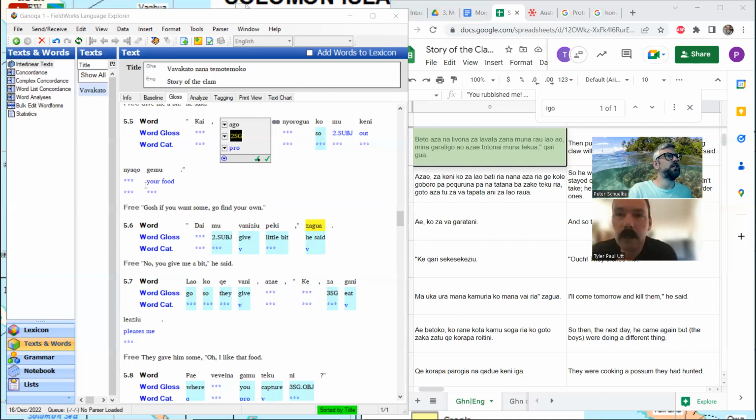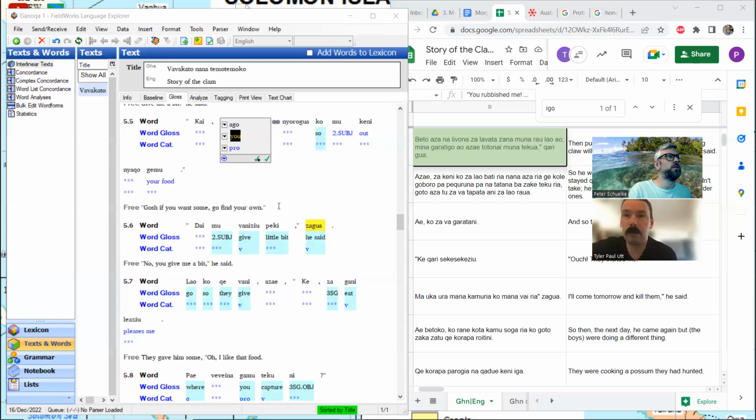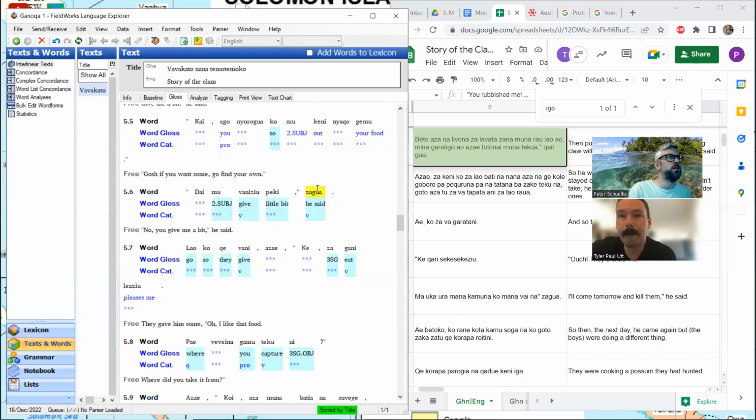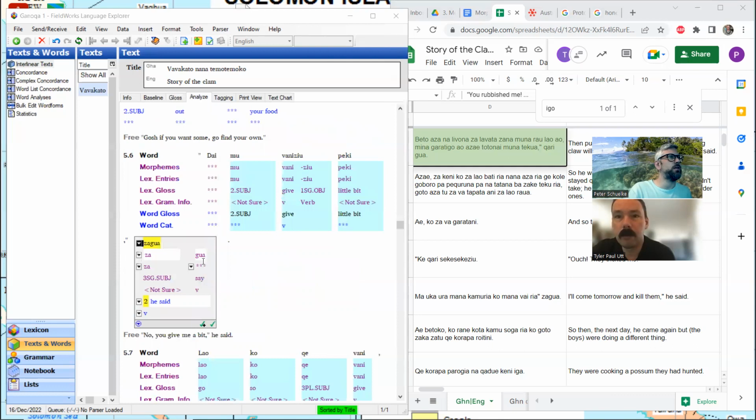But okay, in the word glosses, let's put in real words instead of the grammatical labels. So let's say you, and also for both ago and mu, let's just say you in blue, where it's visible there. Yeah, good. Do it there. You. Just if we ever wanted to print something off from here, it'll just be more user-friendly. And then the mu, same thing, if you would.